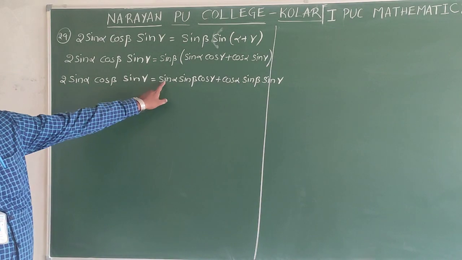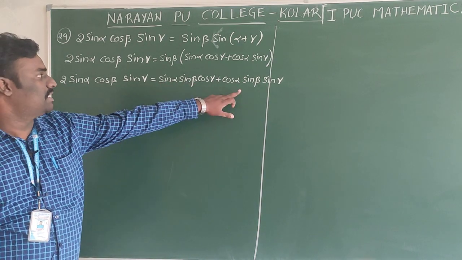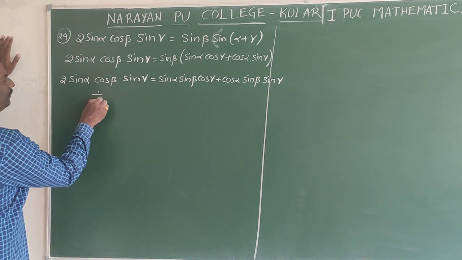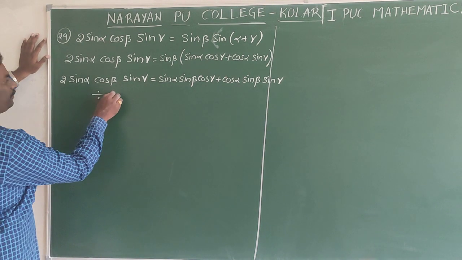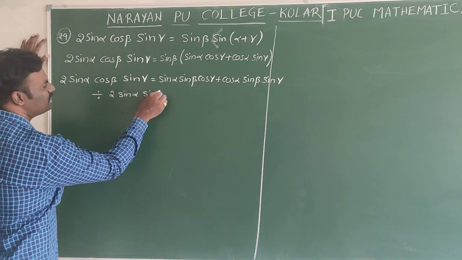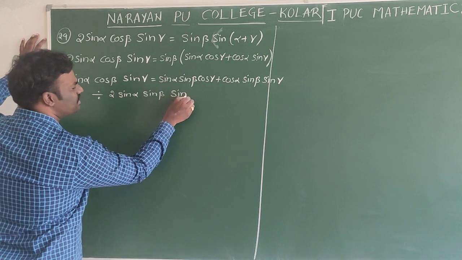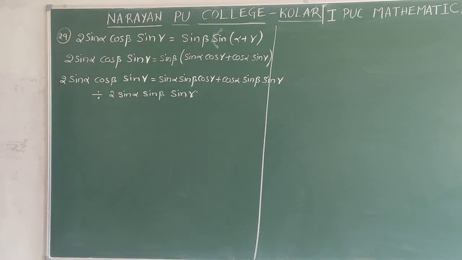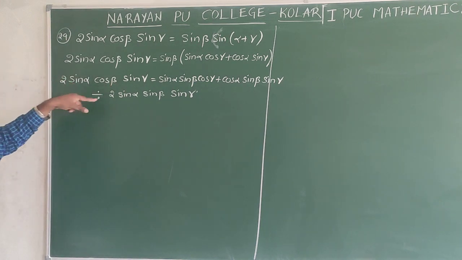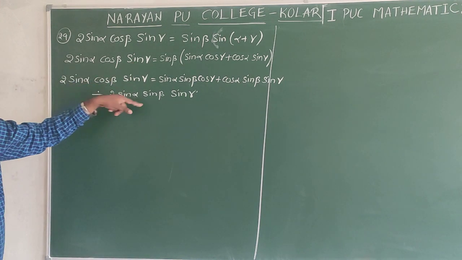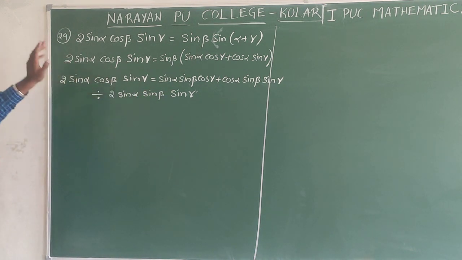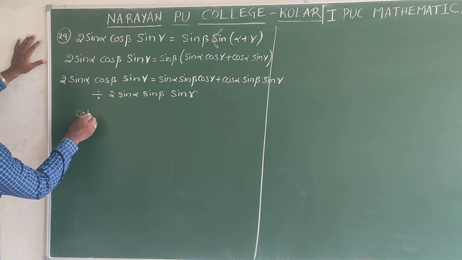Is there any common? Sin alpha is not there, sin beta is not there, cos gamma is not there. Divide both sides with 2 sin alpha sin beta sin gamma. So after dividing, 2 gets cancelled, sin alpha gets cancelled, sin gamma gets cancelled. What is remaining? Cos beta by sin beta you will get, that is nothing but cot beta.